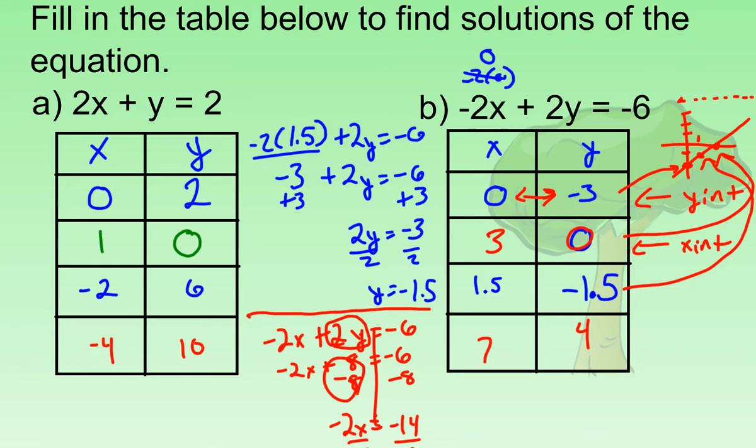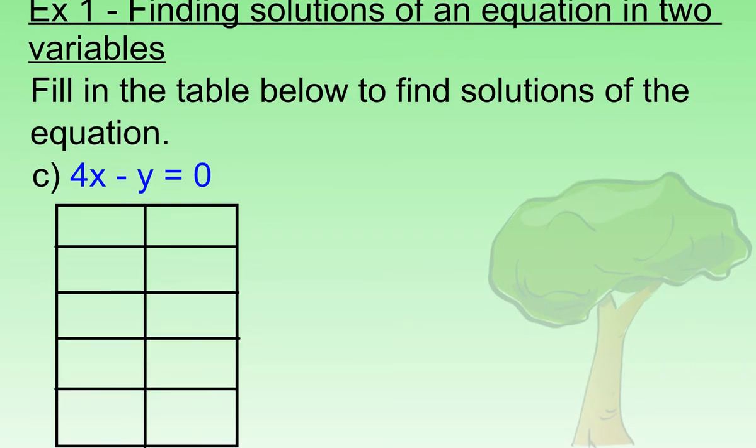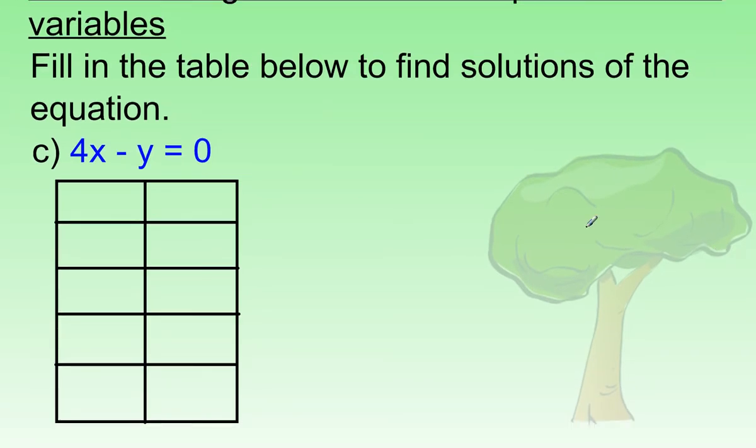What I'd like you to do is letter C. So in this letter C, you're going to do the same thing. You're going to take this equation, 4x minus y equals 0. You're going to plug some numbers in. You're going to find some solutions for the x and the y. Go ahead, pause the video, do it right now. When you're ready to continue, hit play, and we'll go through it together.